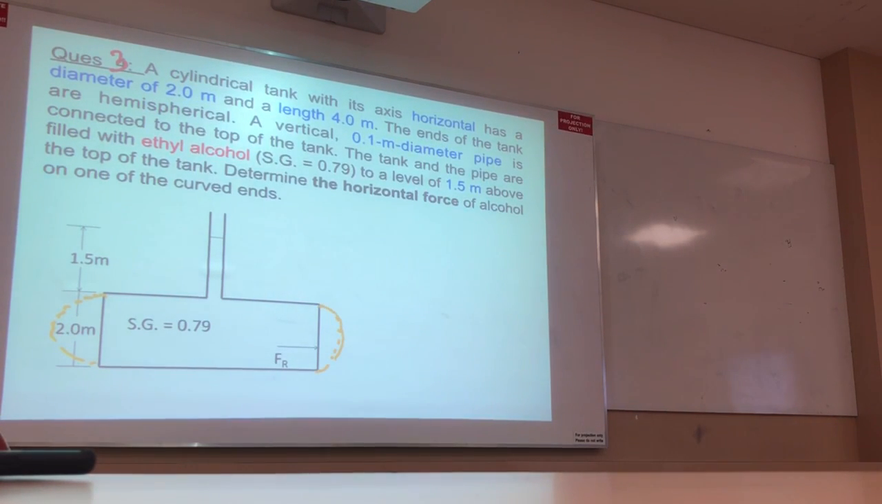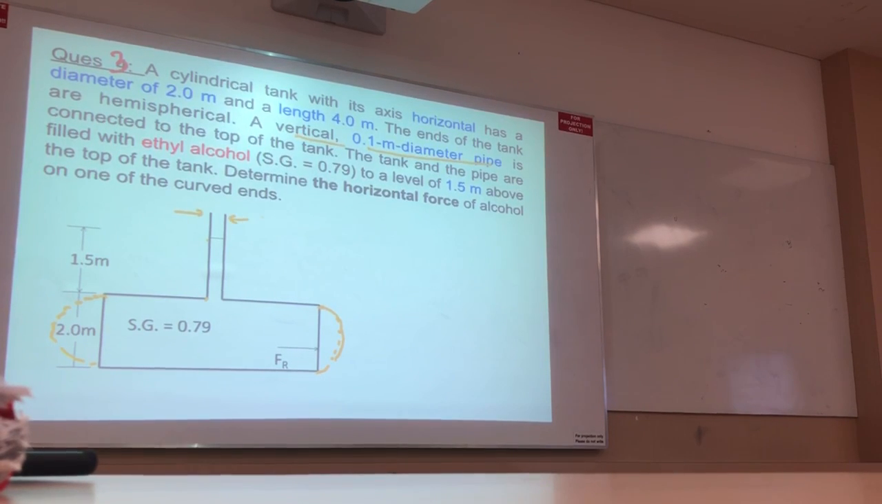A vertical pipe of 0.1 meter diameter is connected to the top of the tank. The tank and the pipe are filled with ethanol, specific gravity 0.79, to a level of 1.5 meter above the top of the tank. That means the distance from here to here is 1.5. Determine the horizontal force of alcohol on one of the curved ends.